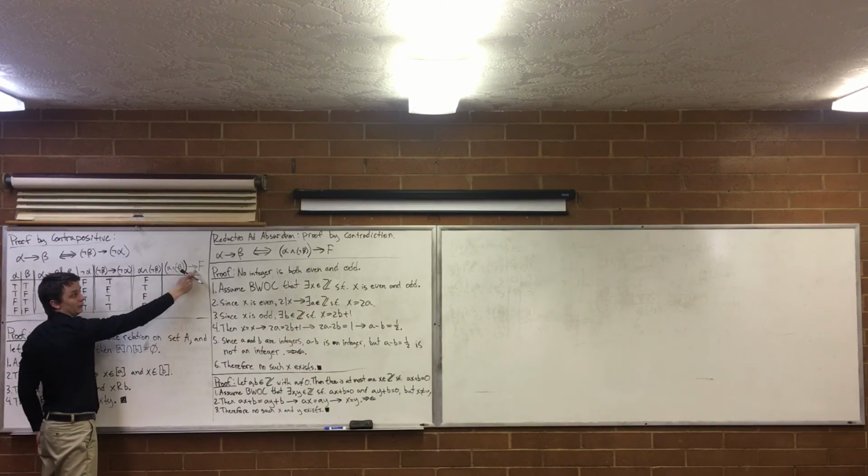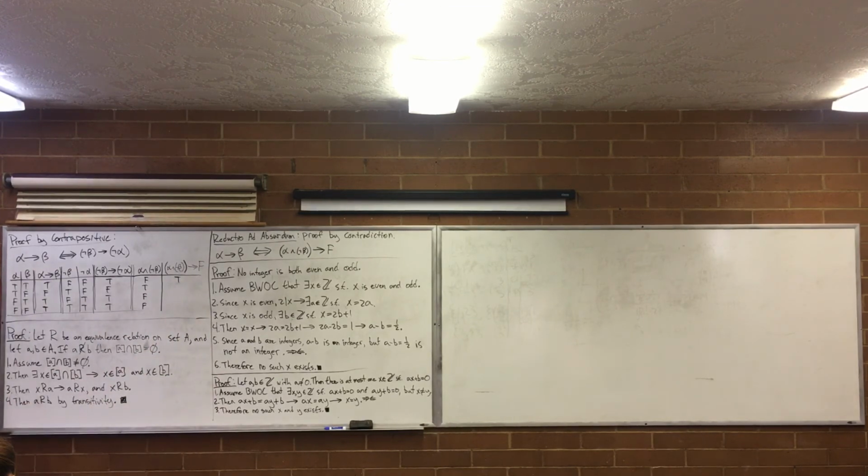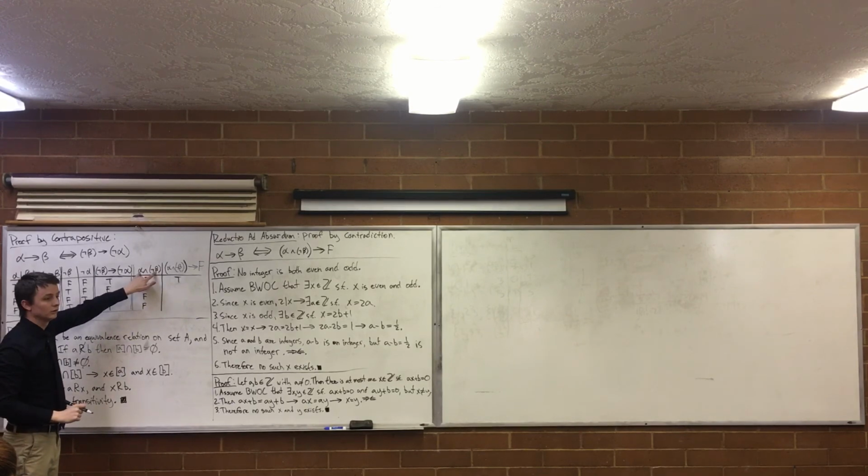Alpha and not beta implies false. So false implies false is... oh, true. Wait a minute. True implies false is... If false implies false is true, then right there that should be true. False implies false, true? No, false implies false is false. Oh, okay.